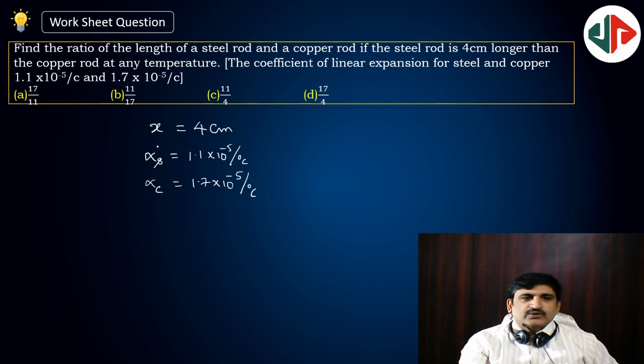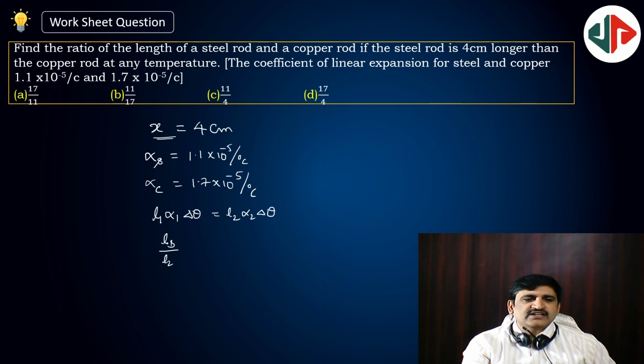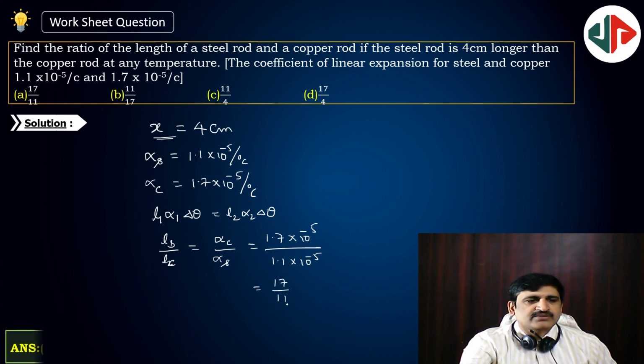So to have the same length difference at every temperature, L1 alpha 1 delta theta must be equal to L2 alpha 2 delta theta. That means L1 by L2, that is L of steel by L of copper, is equal to alpha of copper by alpha of steel. So alpha of copper is 1.7 into 10 to the power of minus 5 by 1.1 into 10 to the power of minus 5. So the answer will be 17 by 11. 17 by 11 is option A.